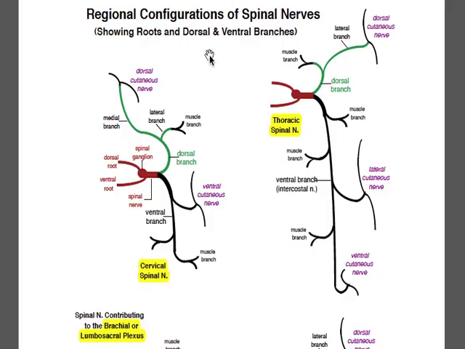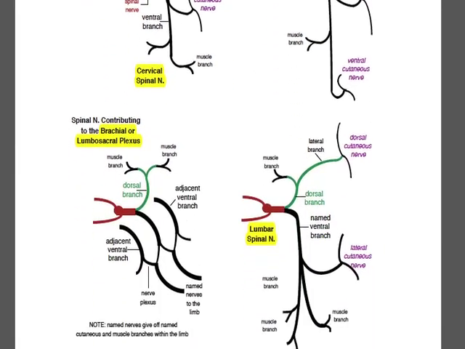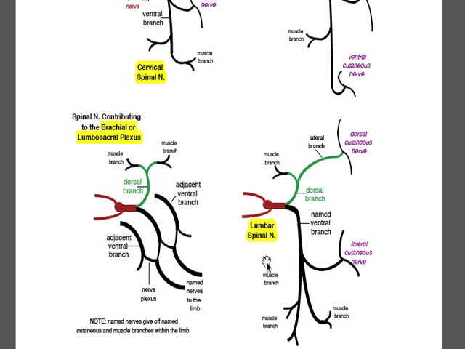Spinal nerve branches have somewhat different patterns in different regions of the body. This image illustrates the dorsal and ventral branch patterns for 4 regions: the neck region, the thoracic region, the lumbar region, and the innervation to the limbs, which is via the brachial plexus for the thoracic limb or the lumbosacral plexus for the pelvic limb.